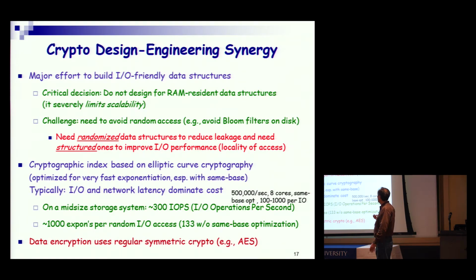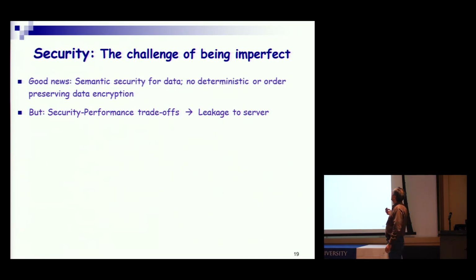To the question of how we encrypt: the data itself is encrypted with regular symmetric AES, semantically secure. All of the other games are played on the metadata. Now, security, what I call the challenge of being imperfect.